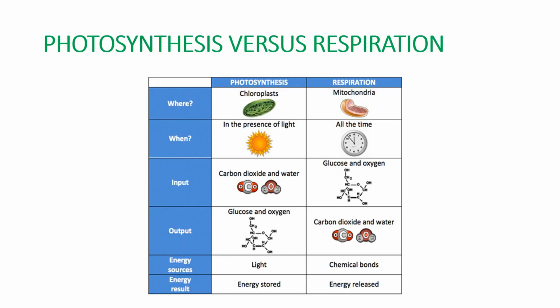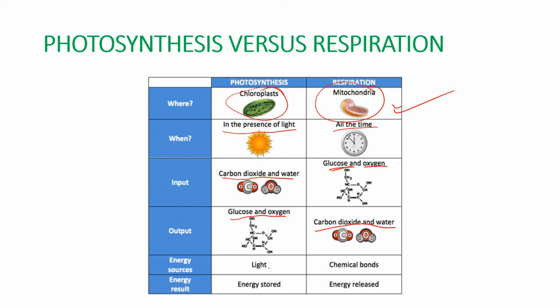Let's see this picture. Photosynthesis takes place in the chloroplast. Respiration takes place in the mitochondria. Photosynthesis is in the presence of light, respiration is all the time. Photosynthesis requires carbon dioxide and water, and respiration requires oxygen and glucose. In photosynthesis we get glucose and oxygen as end products, but in respiration we get the complete opposite, that is carbon dioxide and water.